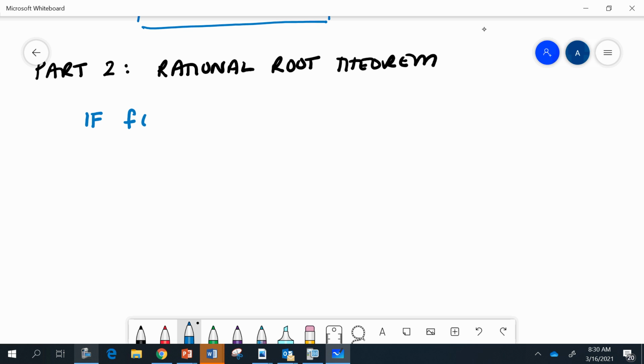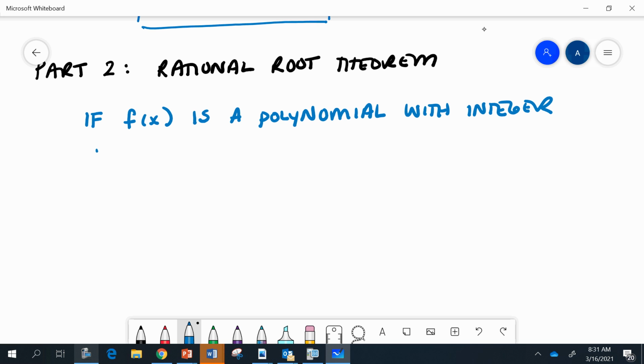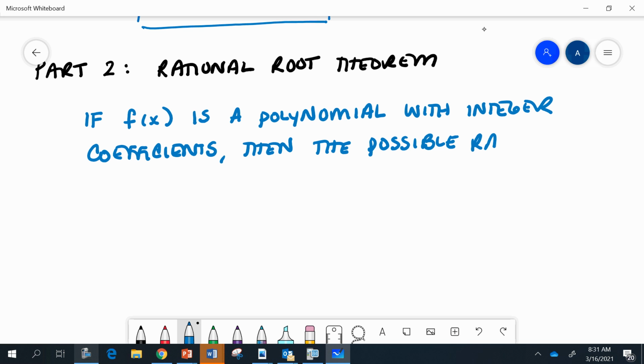If f of x is a polynomial with integer coefficients. So what that means is that all the coefficients are going to be positive or negative whole numbers. Okay? Then the possible rational roots. So we're talking about all the possible roots that can be written as positive or negative whole numbers or fractions, okay, can be expressed as.